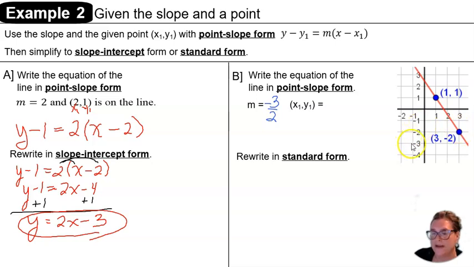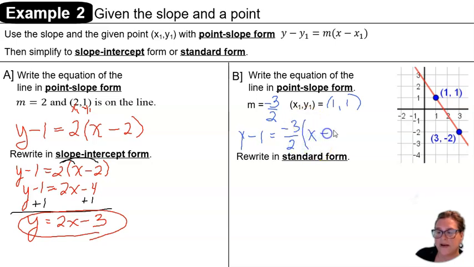Okay, then we can pick a point from the graph to use as our x1, y1. It doesn't matter which point you pick. So I'm going to go ahead and use (1, 1) as my x1, y1. But you could also use (3, -2), or any other point that is on that line. So in point-slope form, here's my equation. y minus y1 equals m times the quantity x minus x1. So we'll have y minus 1 equals negative 3 over 2, that's my slope, times the quantity x minus 1. And that's point-slope form.